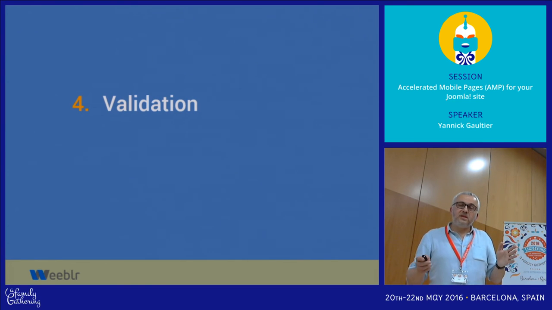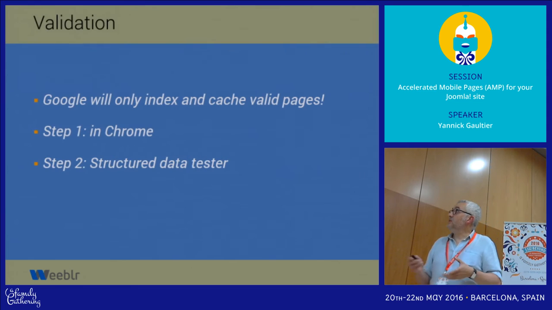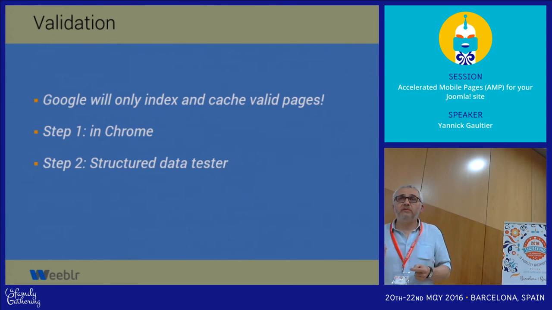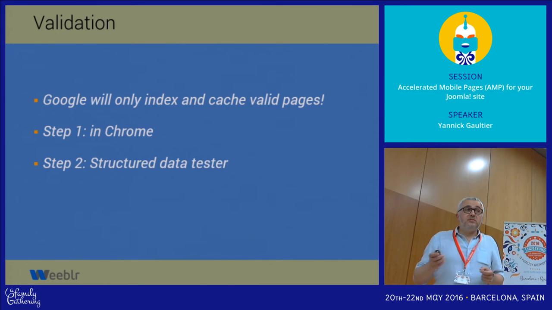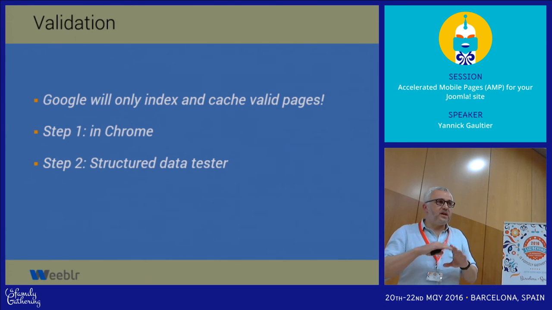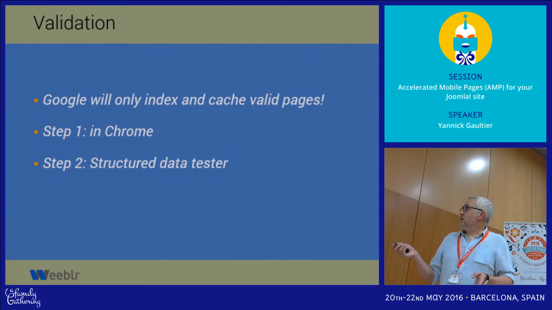Now you've done all that and everything looks good, but the most important thing you want to do after that is validate, because Google is going to take into account, index and show to users only pages that are valid. There are two steps to the validation, two things you need to validate. You've got the syntax itself, whether the HTML tags and everything are okay, whether there's no JavaScript, whether there are no forms and whatever. And this is done in Chrome.